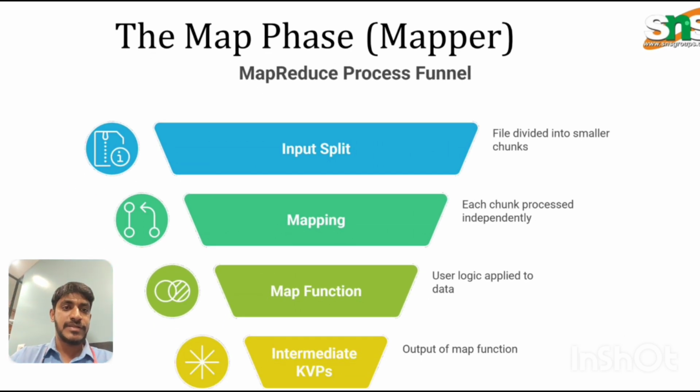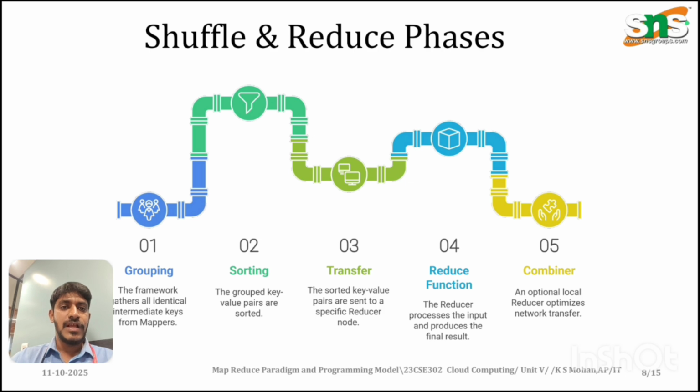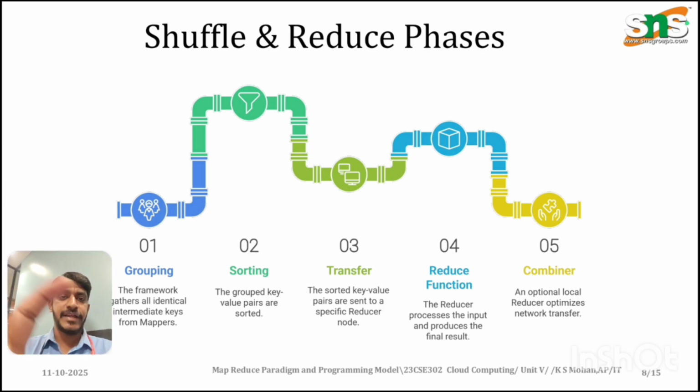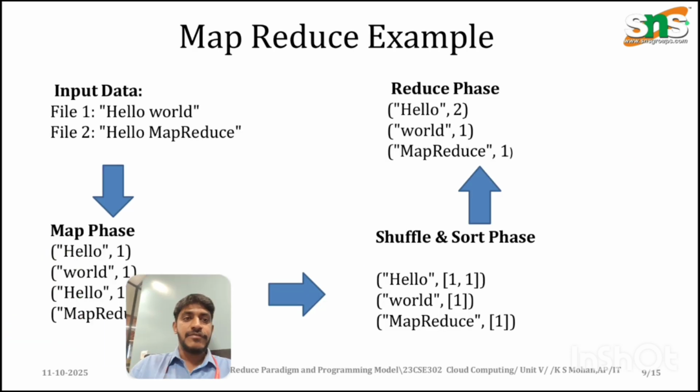It handles the input split, mapping, map function and intermediate output in the MapReduce process funnel. We also have the shuffle and reduce phases. The shuffle and reduce phase is a kind of grouping, sorting and transferring, and it reduces the large data into small things. So MapReduce first does grouping, sorting, transfer and the reduce function. Lastly, the combiner optimizes local reducers and network transfer. So let's start with a MapReduce example.